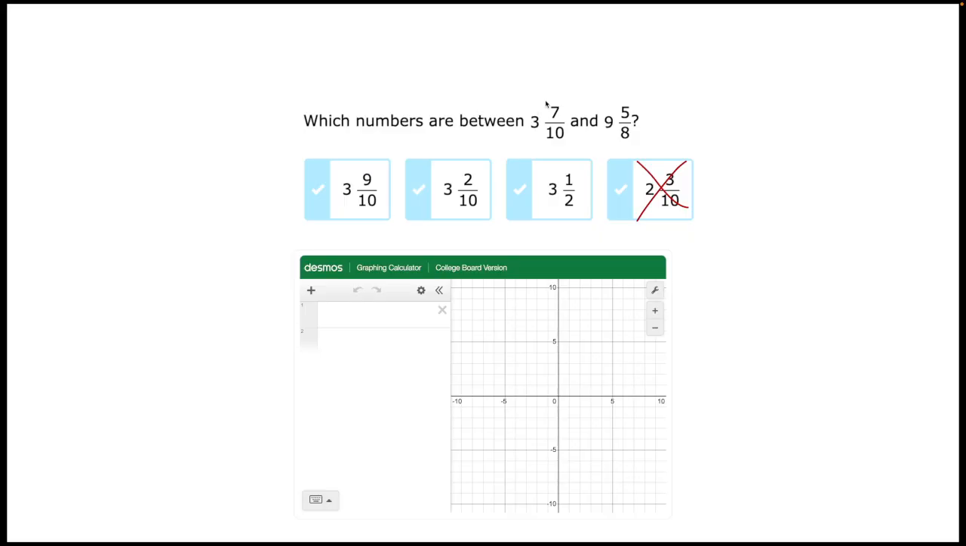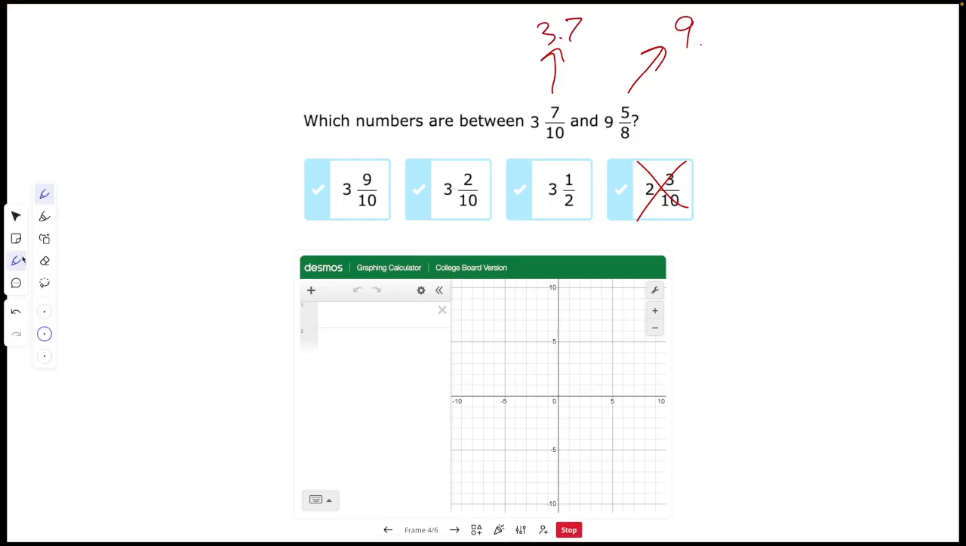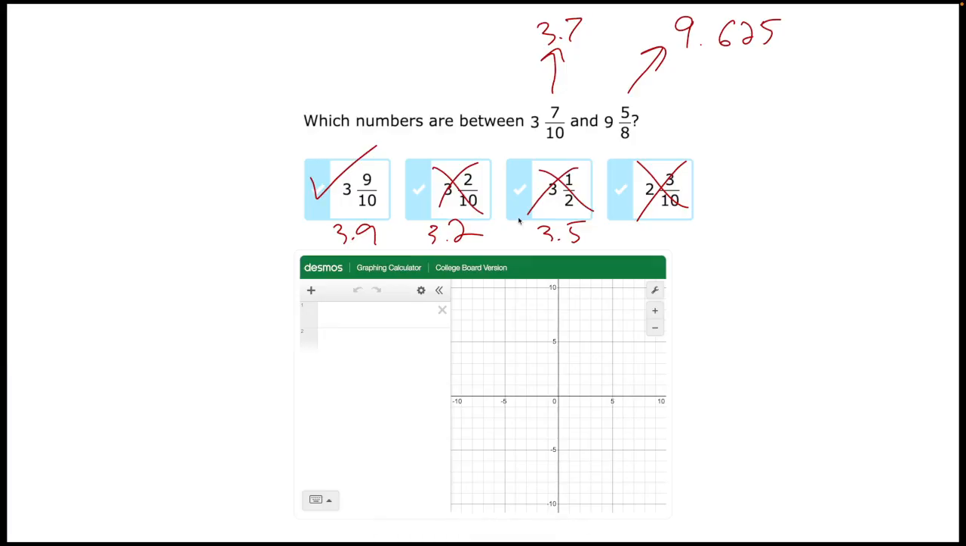If we convert all these to decimals, this would be 3.7, this would be 9.625, and then this would be 3.9, 3.2, 3.5. And so which ones are between? This works. This does not work. This does not work. So only one right answer here. A little tricky because it says which numbers, but there's only one right answer.